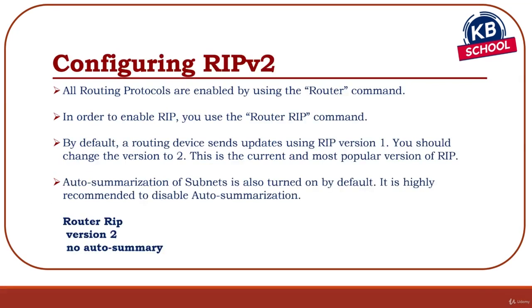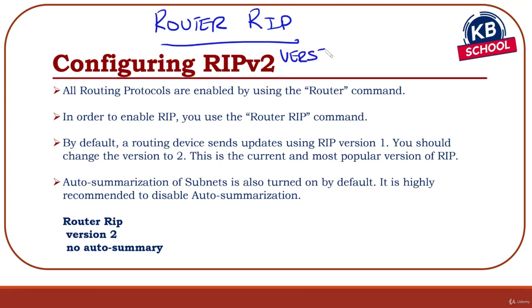Just like on a router, you use the router command to enable any of the dynamic routing protocols, including RIP. If you want to run RIP, just like on a router, RIP. The more popular version of RIP, version 2, you need to enable it. By default, it sends and receives version 1. So version 2, I want to run that.